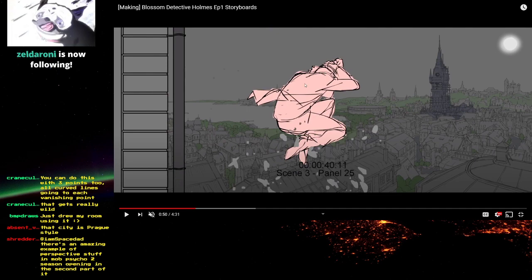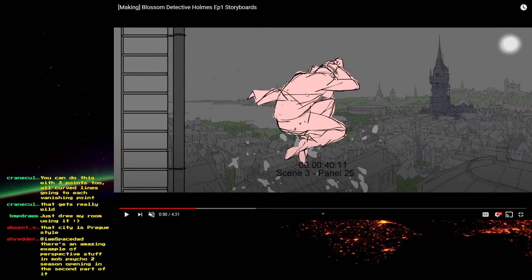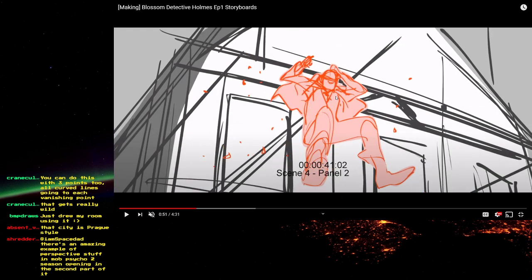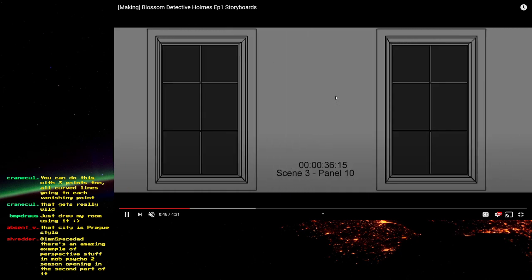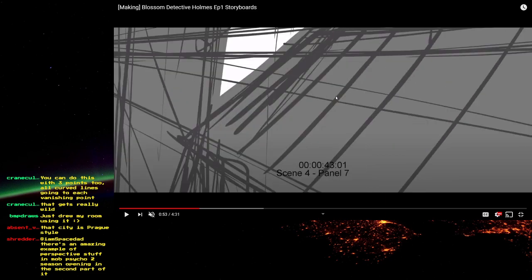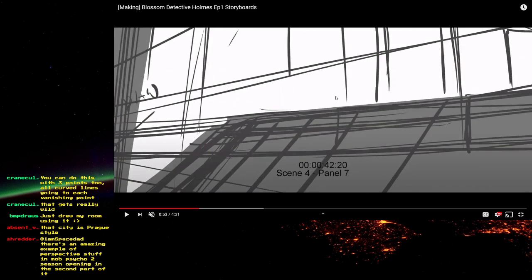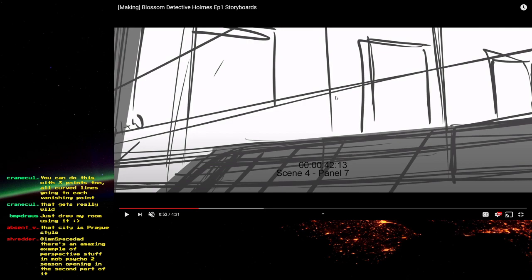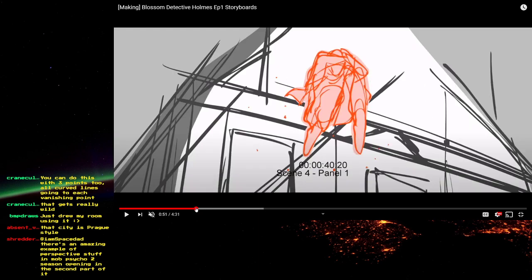And of course, this isn't a perfect drawing. This is a rough, loose storyboard drawing. And this is the kind of drawing we want to make when we're storyboarding like this. So this is very, very rough and loose perspective camera move going on here with a character in perspective.